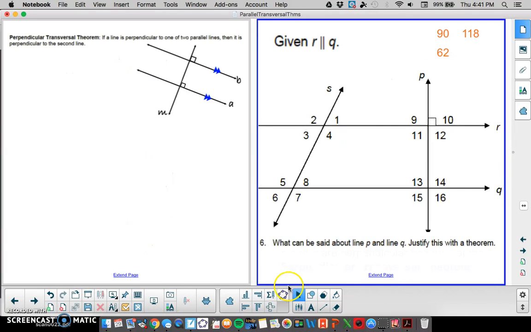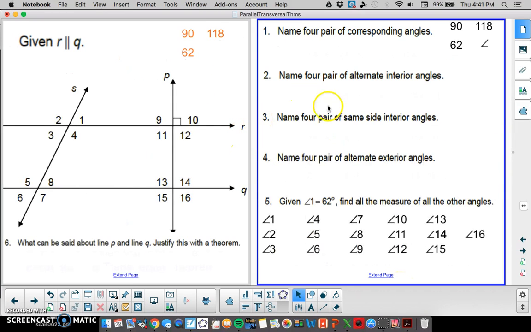Now we have some example problems. Name 4 pair of corresponding angles. Now there are more sets of corresponding angles than just 4. But here's an example. We have angles 1 and 8 are corresponding. 2 and 5, 3 and 6, 12 and 16. Notice also that 2 and 9 would be corresponding to one another. They're both in the upper left-hand corner of their sets of angles. They just don't happen to have a transversal that crosses over parallel lines.